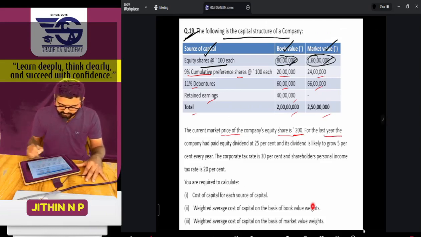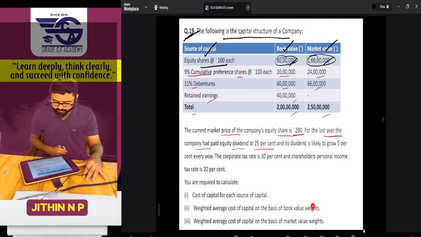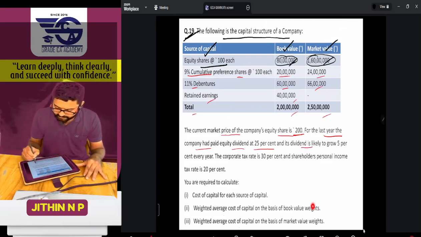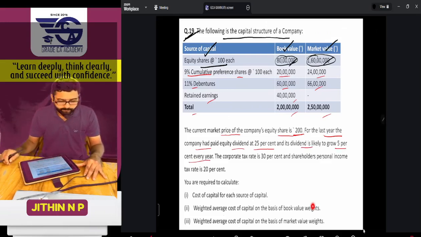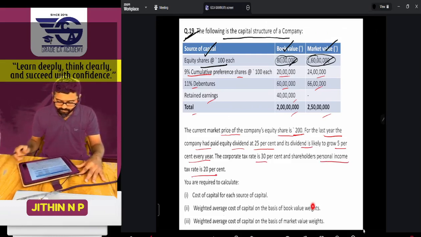For the last year, the company had paid equity dividend at 25 percent. Its dividend is likely to grow 5 percent per year. The corporate tax rate is 30 percent and shareholders' personal income tax rate is 20 percent. You are required to calculate the cost of capital for each source of capital.